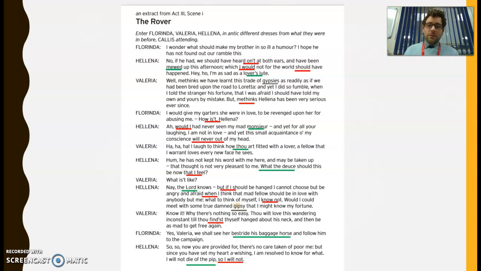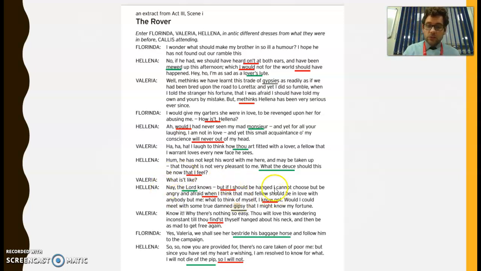When I think that my fellow should be in love with anybody but me. What we also get here is multiple examples of subordination. So we get the conditional, if I should be hanged, I cannot choose but be angry and afraid. Then we get the adverbial, when I think that my fellow should be in love with anybody but me. So we get this subordination going on, these multiple subordinate clauses coming in, the conditional and the adverbial. Okay, and that only increases in frequency as we go a little bit later, actually into the 1700s, but that would be a really good example to talk about how that text uses subordination. Is that different to a later text?